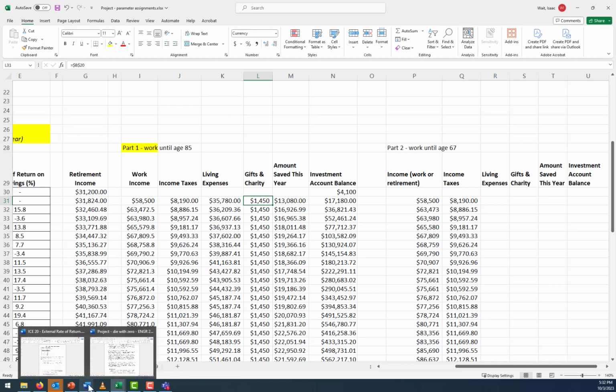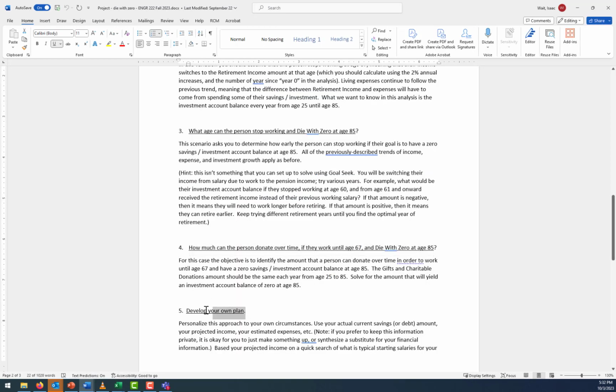And then the final scenario that you're going to be looking at here, develop your own plan. That's where you personalize it yourself. You decide how much to give to charity, how early to retire, play with all the controls and see what plan you're going to do in order to die with 0 at age 85.